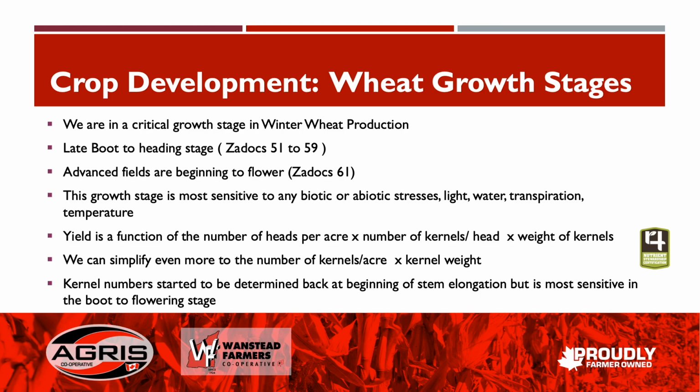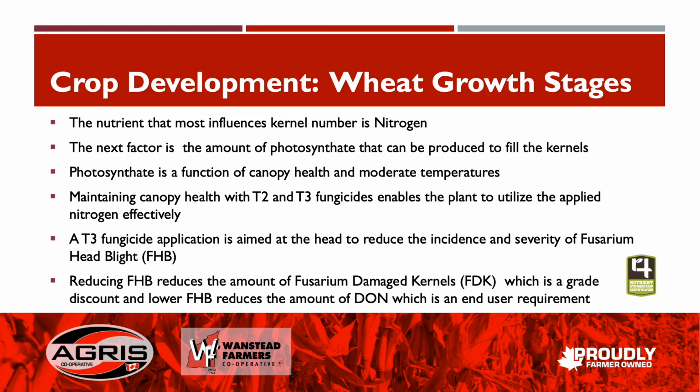So kernel number started out being determined way back at stem elongation, but is most sensitive in the boot to flowering stage. A lot of the environmental stresses will reduce the kernel number. The nutrient that most influences kernel number is nitrogen. The next factor is the amount of photosynthate that can be produced to fill the kernels. And photosynthate is a function of canopy health and moderate temperatures.